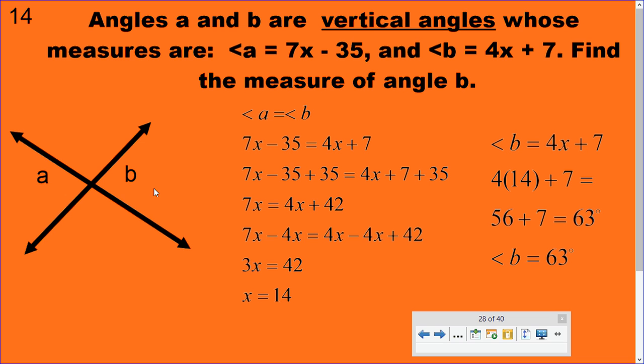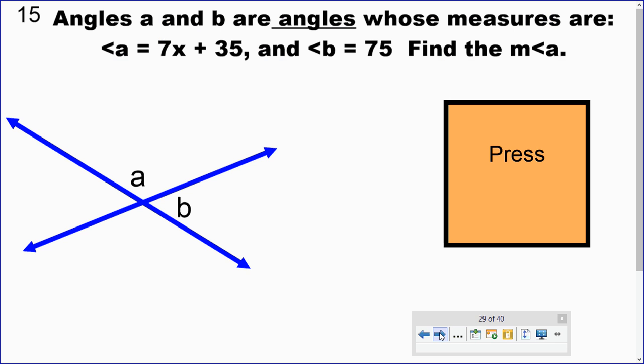So that was a tricky question. We haven't done that type of problem where we have variables on both sides of the equal sign. But we do know that vertical angles, the opposites are equal. So this x value would equal that x value. So it's just a matter of getting all the numbers to one side and the variables to the other side to solve. So that's a good problem.